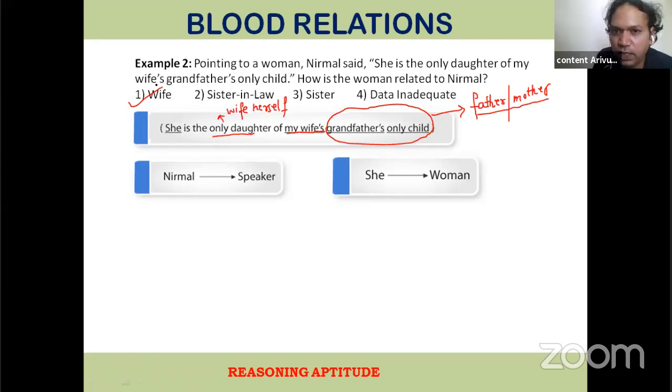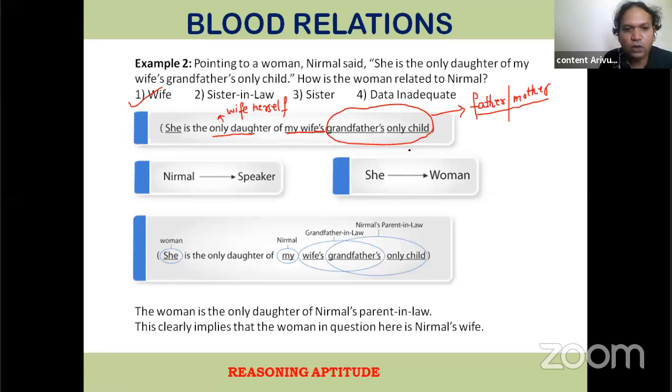Because grandfather's only child means father or mother. Only daughter of my wife's father is wife. So only daughter of Nirmal's wife's father is Nirmal's wife. Answer is one. And that is how the question is solved. So the woman is the only daughter of Nirmal's parent-in-law. This clearly implies that the woman in question here is Nirmal's wife.